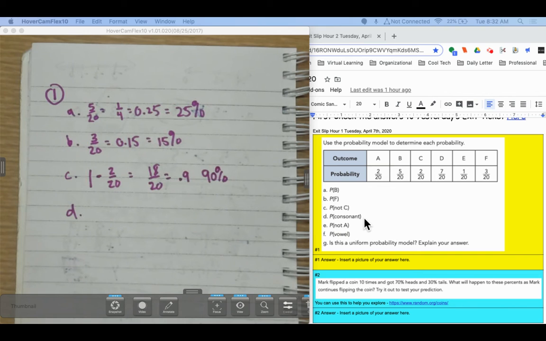D. Ooh, probability of a consonant. Let me pause this for a quick minute and try to. Puppy interruption.